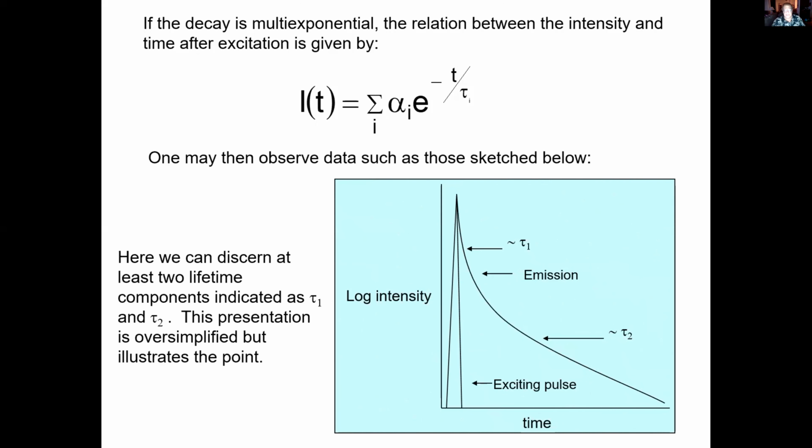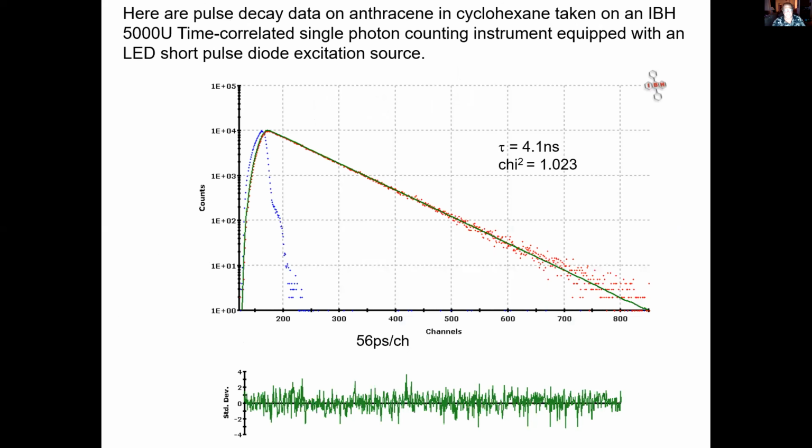So here, this is still the log intensity. We see at least two lifetime components indicated, tau 1 and tau 2. And we can see we no longer have a straight line. So it was very easy when you plot on a log scale to see if it's not single exponential. This is oversimplified, but it illustrates the point.